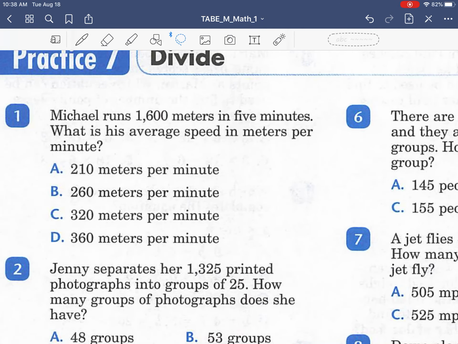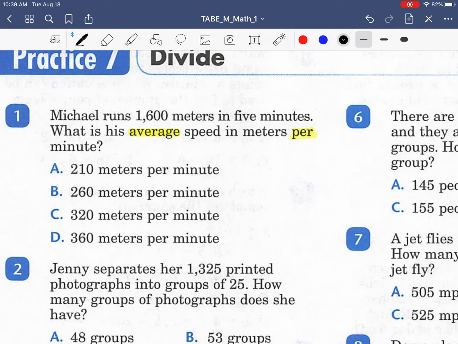This says Michael runs 1,600 meters in 5 minutes. What is his average speed in meters per minute? So I want to first call your attention to the words average and per in your question. Those are division words. If they're in the question, you can pretty well bet that this is a division problem. So we need to take 1,600 and divide that by 5.